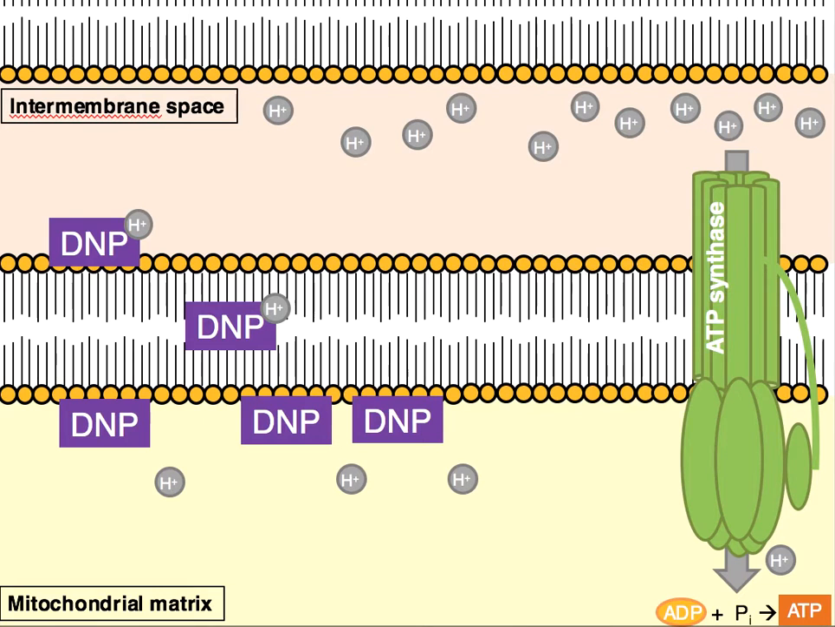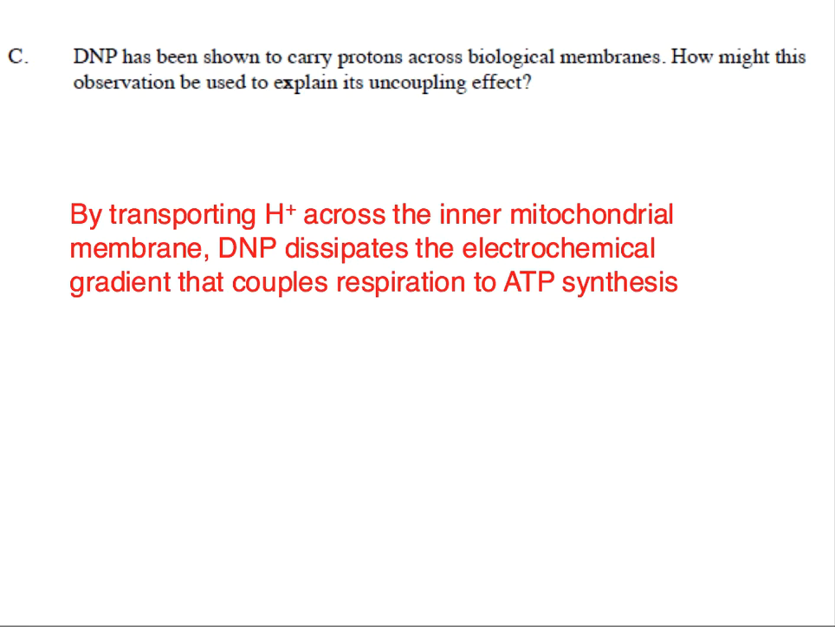How do we explain DNP's uncoupling effect? Well, we explain it by the fact that because DNP moves protons across the inner mitochondrial membrane, DNP can dissipate some of the proton gradient established by the electron transport chain, the same gradient that normally powers ATP synthesis. In other words, the proton electrochemical gradient couples respiration to ATP production, and DNP short-circuits that process, discharging the electrochemical gradient and uncoupling them.